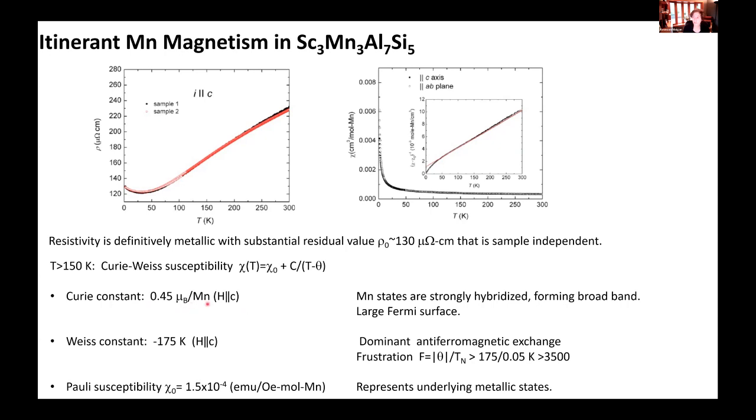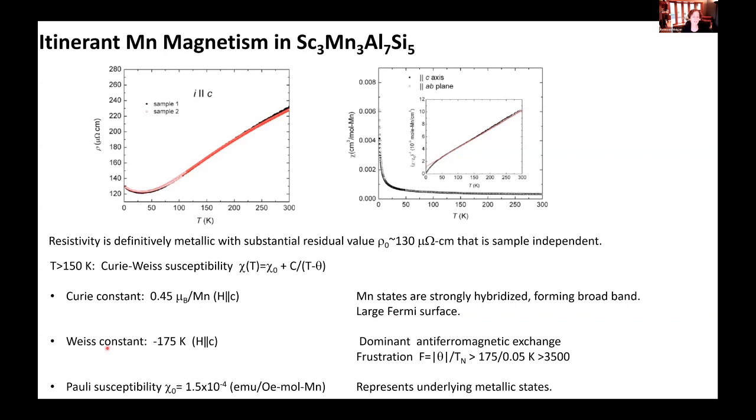Now, this is a value you will never get from the Hund's rules, and it tells you that the manganese states are not fully localized. Instead, they are hybridized with other states, largely the aluminum states in this system, and they form a band, but the band is narrow enough to sustain a spontaneous magnetic moment. But this seems to us to be a system that presumably has a large Fermi surface, although instabilities of the Fermi surface seem likely.